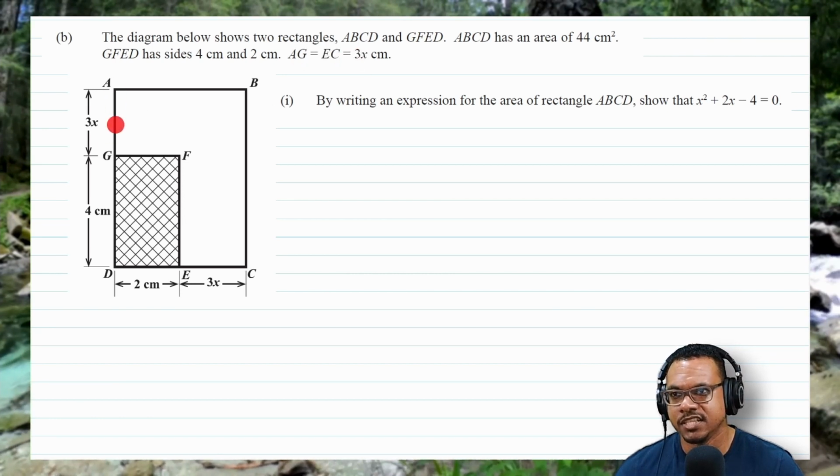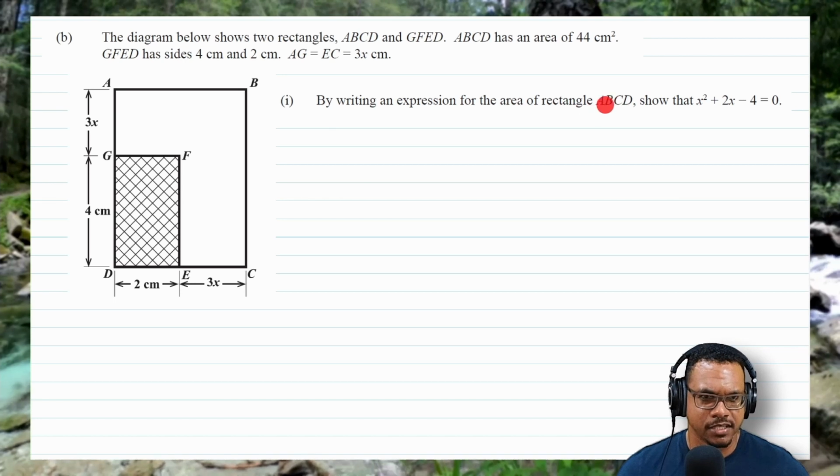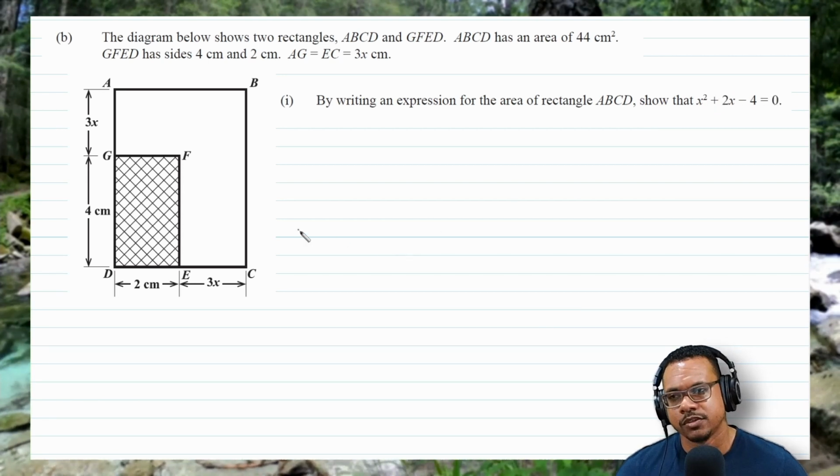So that's the AG here, 3x, and the EC here is also 3x. Now part 1. By writing an expression for the area of the rectangle ABCD, so that's the big rectangle, we want to show this quadratic equation here, x squared plus 2x take away 4 is equal to 0. So that will mean saying length by width or length by breadth is equal to 44.